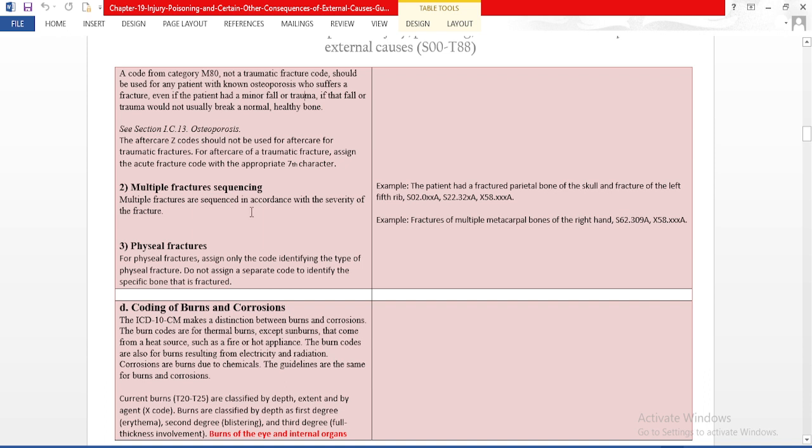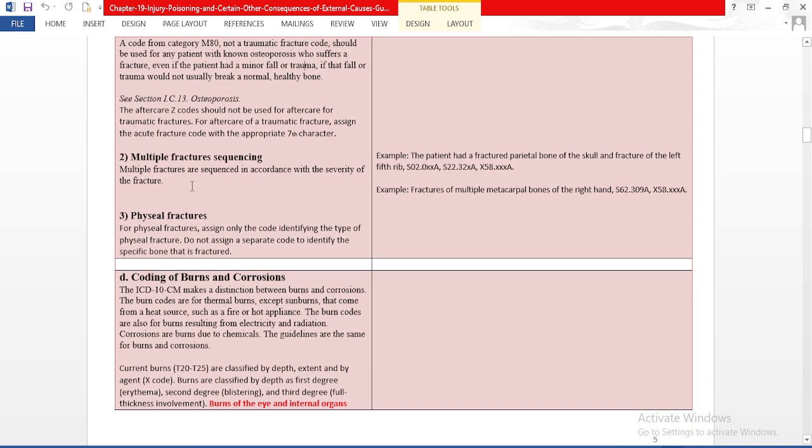So the next guideline we have is multiple fracture sequencing. Multiple fractures are sequenced in accordance with the severity of the fracture. We have an example here. The patient has a fractured parietal bone of the skull and fracture of the left fifth rib. So here parietal bone fracture is more complex, so we will code it as PDX.